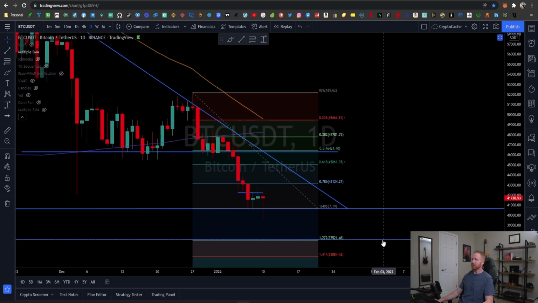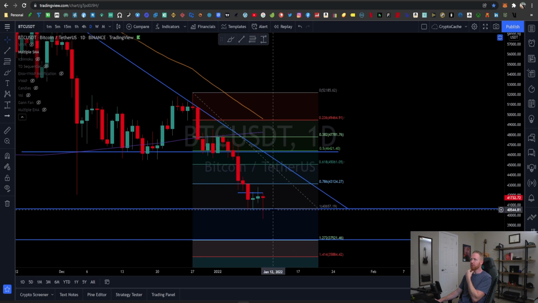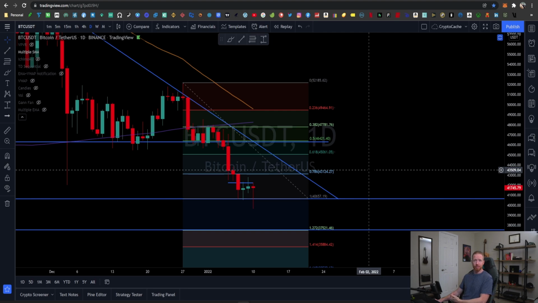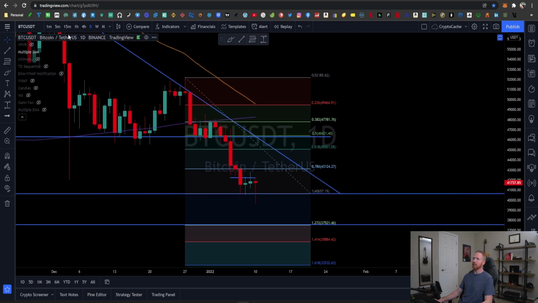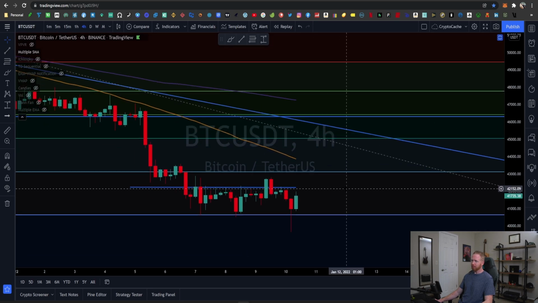Once again, we do have a support level right around 37,500, the next major Fibonacci retracement level and a previous support. So just know if we do lose 40,500 as a rough estimate, 40,600 more specifically, then we will see the price come down into that lower range between 37,500 and 40,500. So that's the macro overview, you could say. Let's go ahead and take a look at the 4-hour and see what's going on.